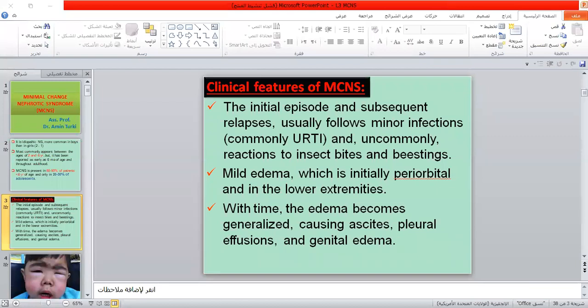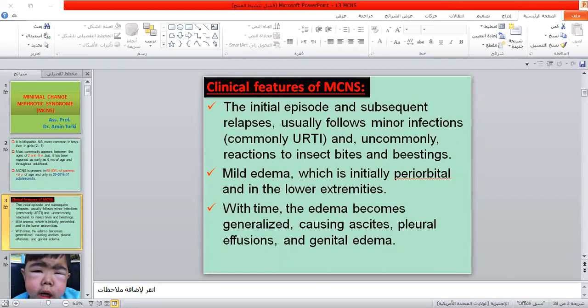Each episode, as initial episode or subsequent relapse, usually follows minor infections, which are commonly upper respiratory tract infection and uncommonly reaction to insect bite and bee stings. يعني البيشنت يصير عنده بالبداية upper respiratory tract infection, flu, runny nose, low grade fever, cough, and after about 10 to 14 days, the patient develops the manifestations of the nephrotic syndrome. أو as reaction to the insect bite يعني قرصة، بعد 10 إلى 14 يوم manifestations of the nephrotic syndrome will appear. هذا الصير بالinitial episode و also in each subsequent relapse.